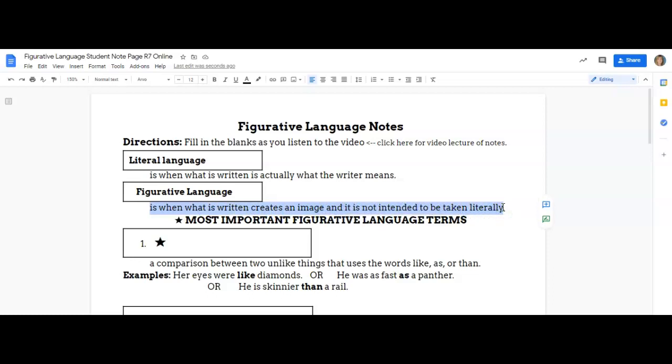If I said, I literally ate 10 pieces of pizza, that means that 10 pieces of pizza were eaten. Sometimes people use exaggeration and say, oh my gosh, I ate 10 pieces of pizza. They don't really mean that. They're just exaggerating. So that's the difference between literal and figurative language.